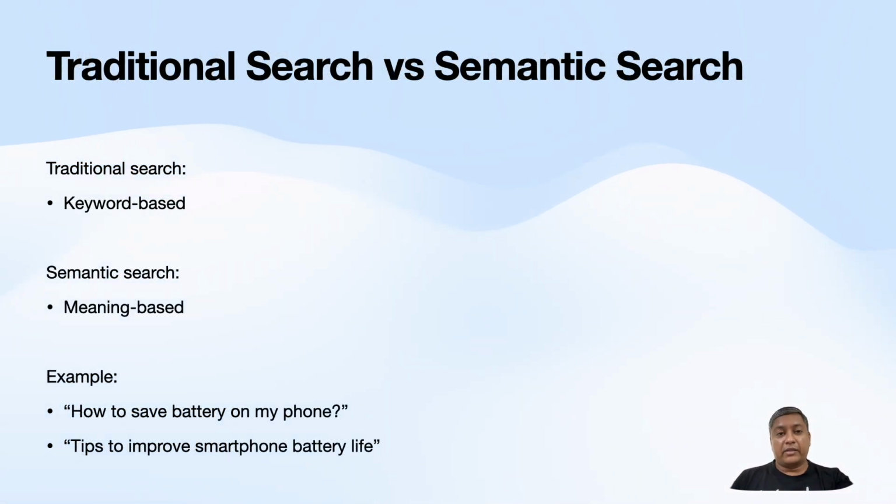Let's look at a simple example. Suppose someone searches for how to save battery on my phone. Now imagine an article titled 10 Tips to Improve Smartphone Battery Life. There are very few overlapping keywords here. A traditional database or keyword search might miss it entirely. But as humans, we instantly understand that both are talking about the same thing. This ability to understand meaning is exactly what semantic search tries to replicate.